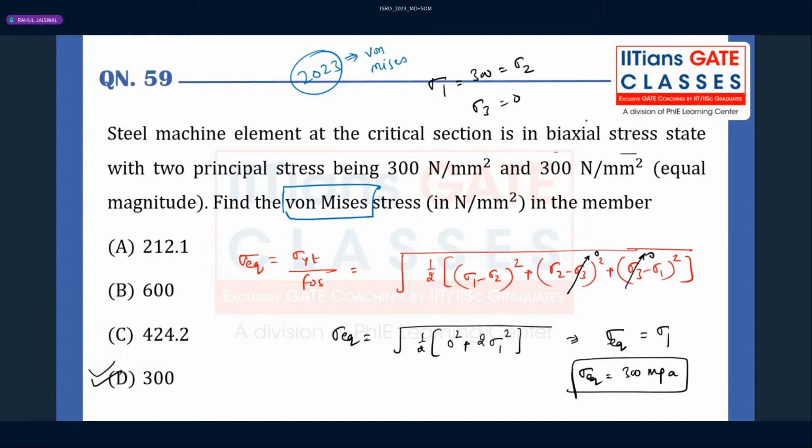Even after knowing ISRO has repeated von Mises two times, if you are ignoring this topic and going into the examination hall, which will happen next month, without knowing the von Mises, that is a blunder.